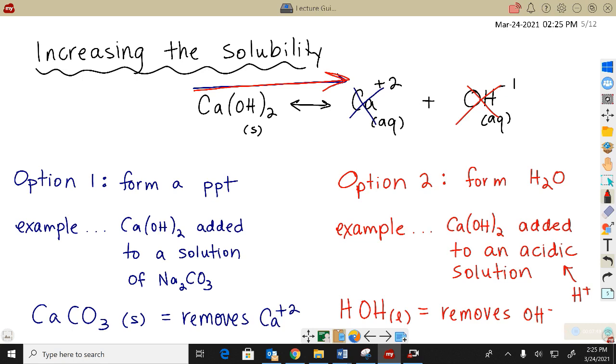But if we're going to talk about reducing the solubility by adding a common ion, then we should also mention that there are ways of increasing the solubility. Besides just heating the solution, you could also remove one of your ions, commonly done by either forming a precipitate or maybe removing hydroxide by forming water.